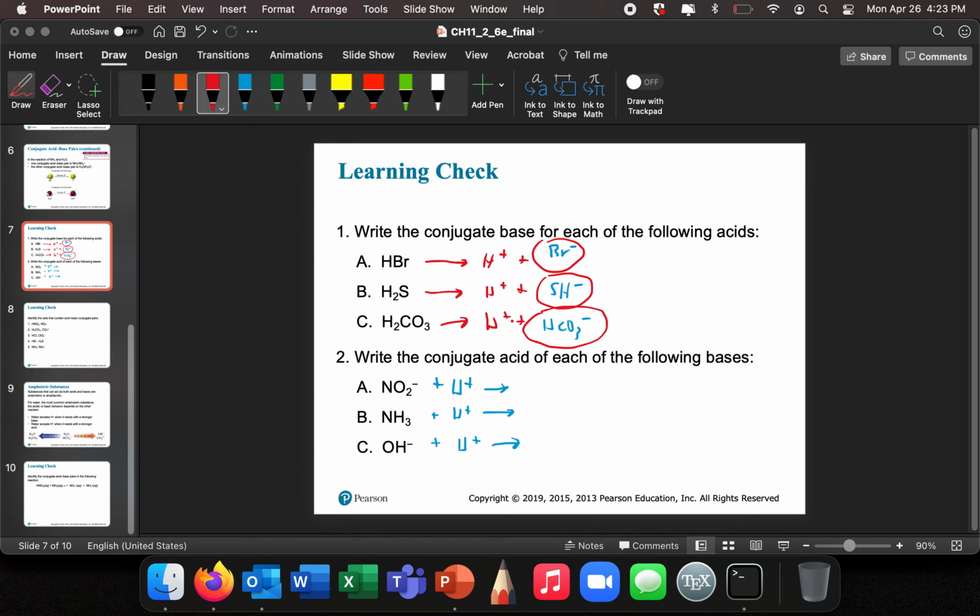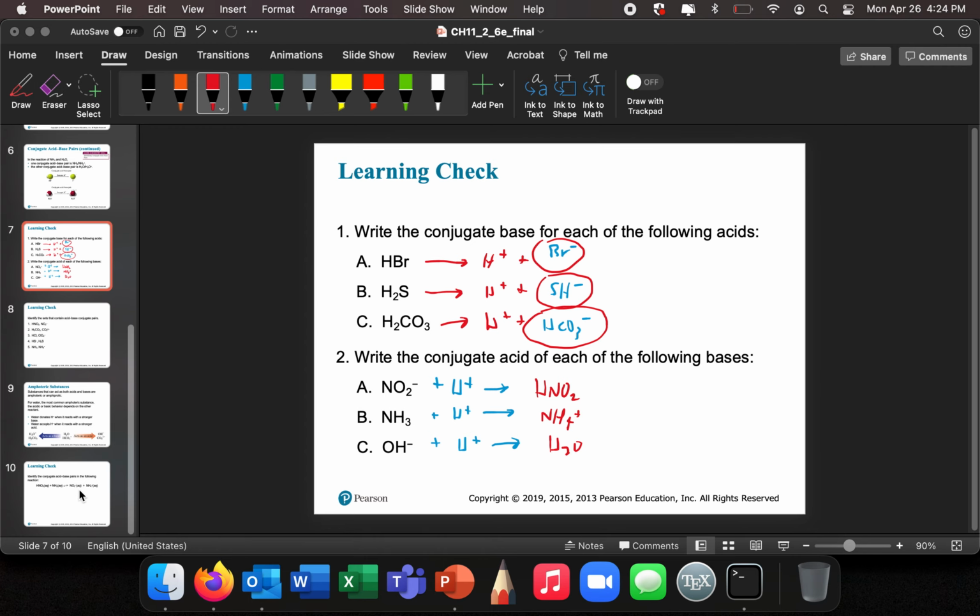Okay, I'm going to suppose you pause the video, and NO2 minus is nitrite. That plus an H plus is going to give me nitrous acid. Right? Can you see that? And ammonia plus an H plus is going to give me ammonium. Right? And hydroxide plus H plus is going to give me water.